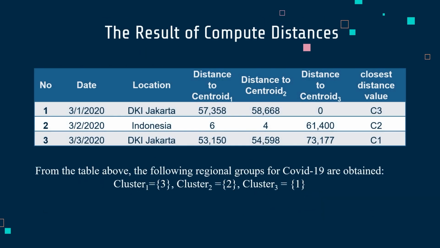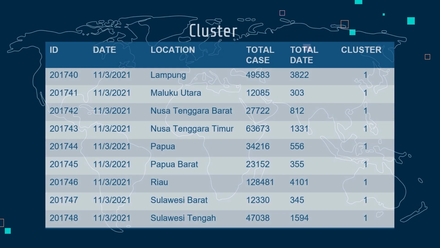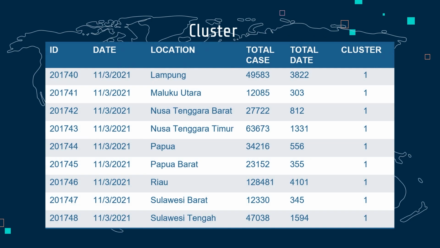The result of compute distances. From the table above, the following regional groups for COVID-19 are obtained. Cluster 1 equals 3, Cluster 2 equals 2, Cluster 3 equals 1. This is the table of cluster.